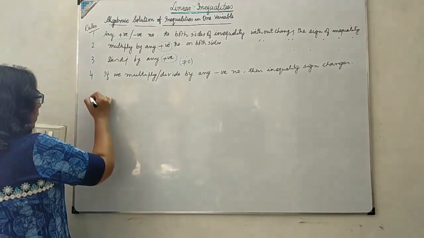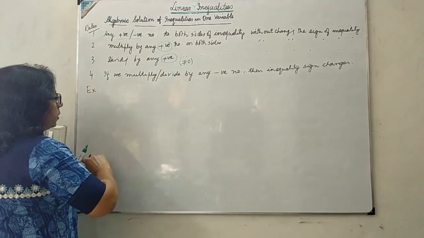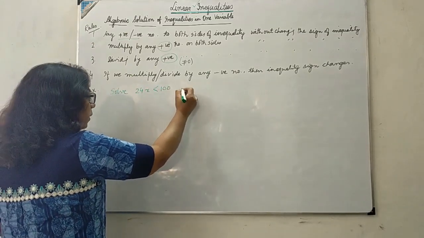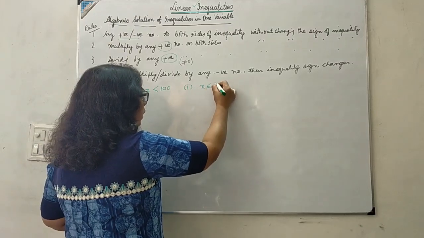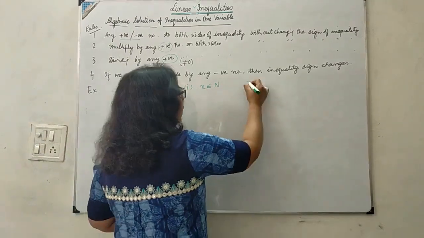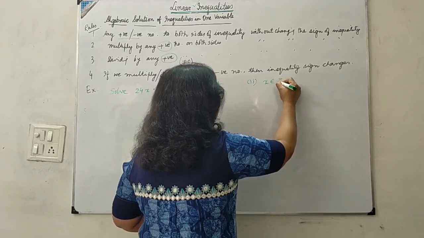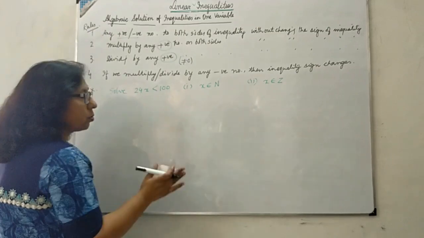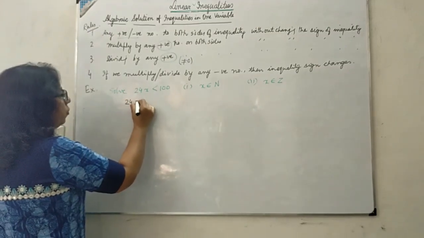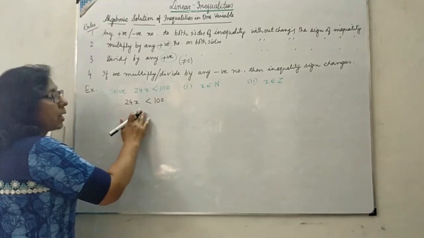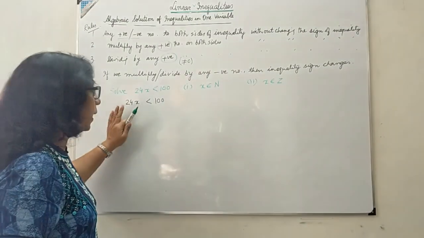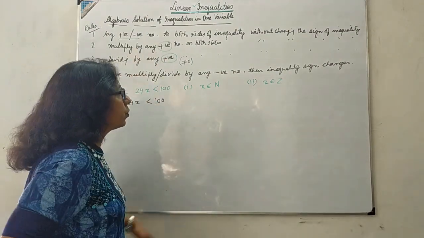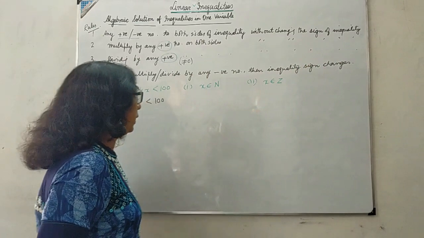I will take some examples. For example, solve 24x less than 100, where the first case is x belonging to N, natural numbers, and the second case is x belonging to Z. Now how to solve it? Because I want to find the value of x, I will divide both sides by 24, and because it is a positive number, it won't change the sign of inequality.